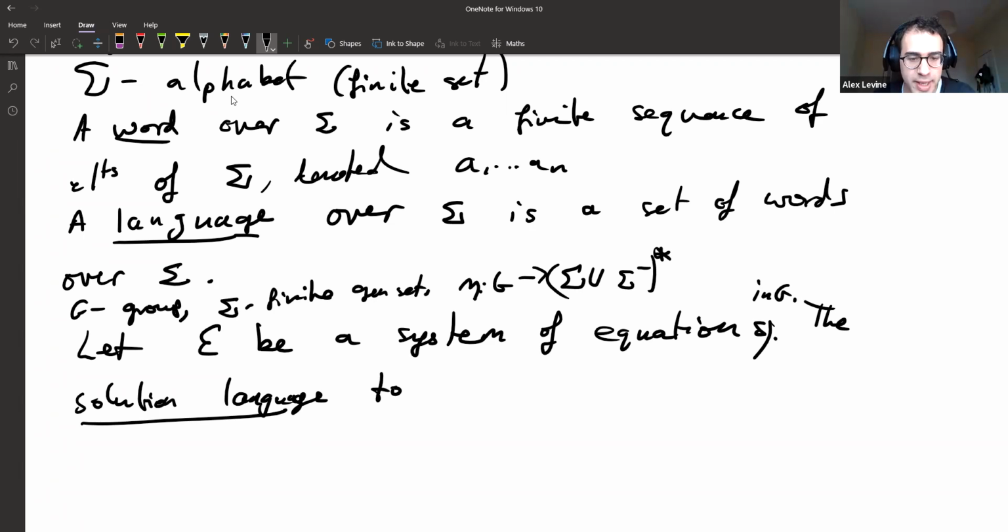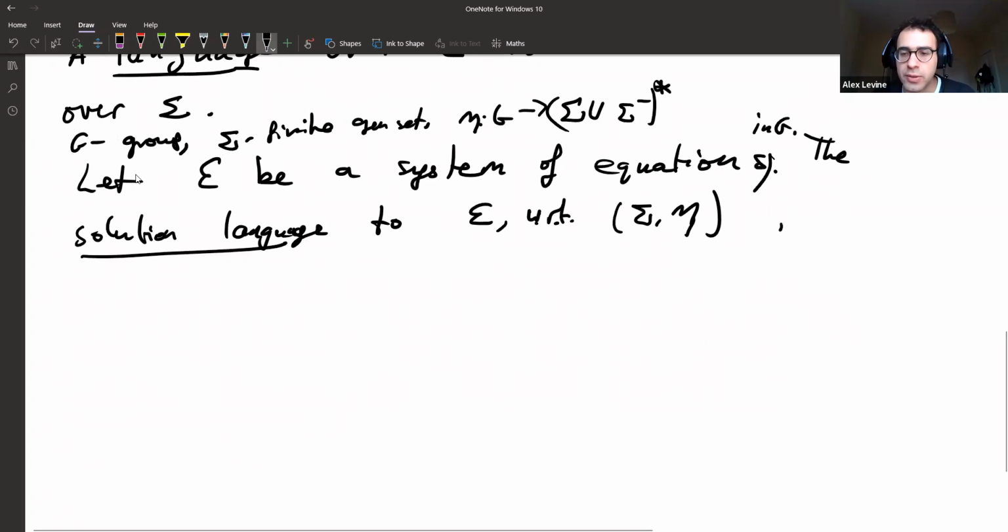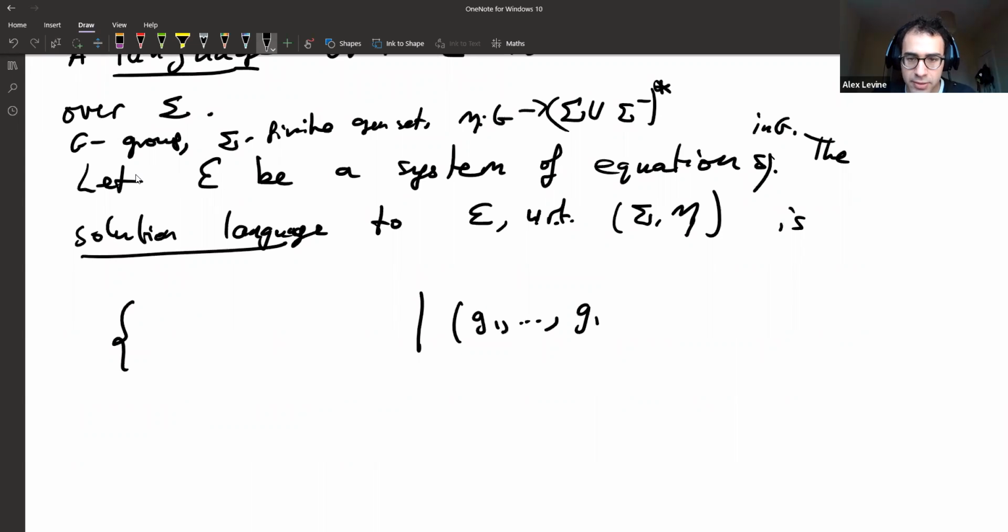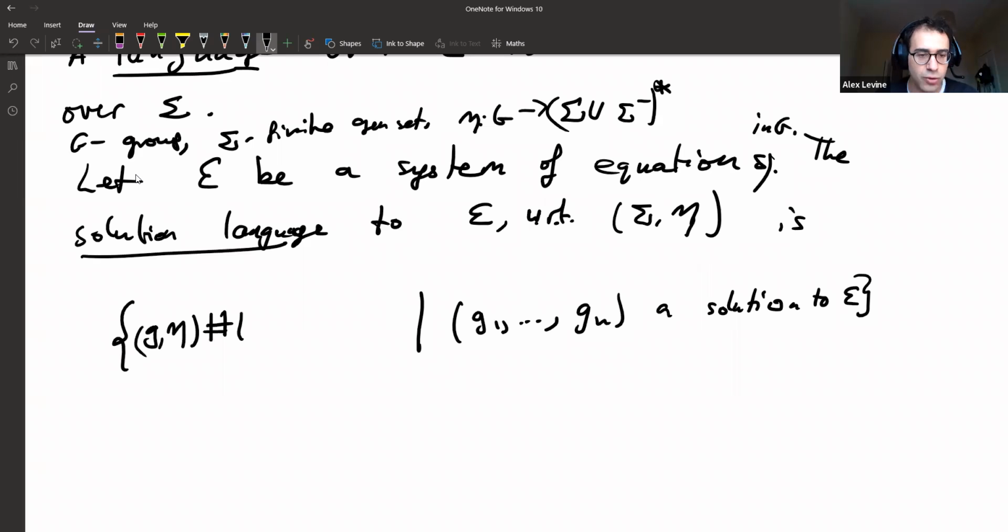So the solution language of curly E, with respect to sigma and eta, in practice, sigma doesn't really matter. You can change sigma, but changing eta is much more difficult. It is the language, well, I'll take g1 up to gn to be a solution to curly E. And then we'll just take the normal form word of g1, and we'll concatenate that with a hash. Then we'll do the normal form word of g2, and concatenate that with a hash. And so on to the normal form word of gn.